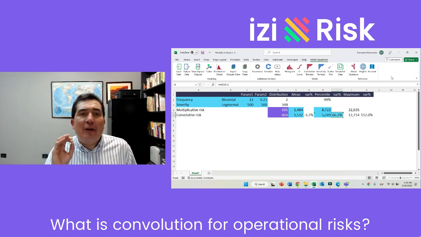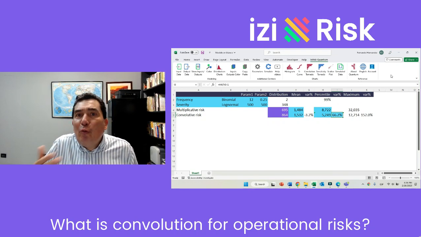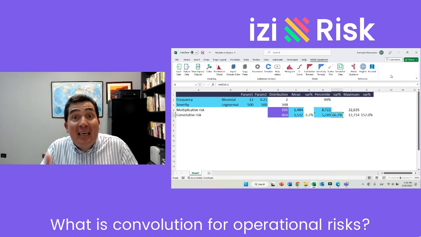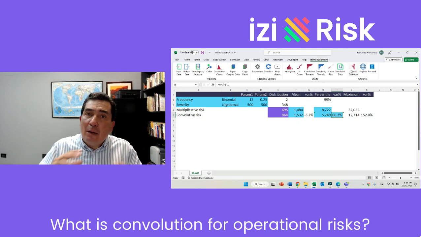Make sure that your operational risk calculation software correctly quantifies the risks by the convolutional method, not by the multiplicative one.